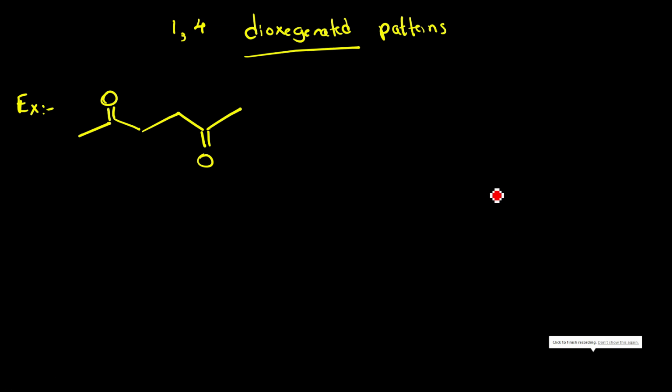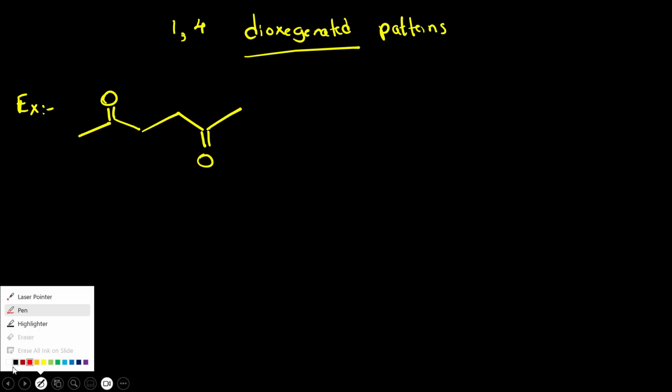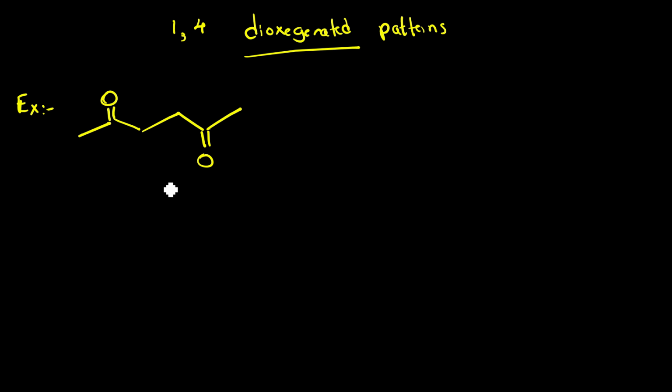In this video, we're going to talk about the 1,4-dioxygenated patterns. This is a continuation of our video series on retrosynthesis analysis. Let's say you have encountered a molecule like this. First of all, I have told you, when you have a molecule and need to propose a retrosynthesis pathway, you need to understand the pattern. There are specific patterns, so you need to understand the particular pattern for each molecule.